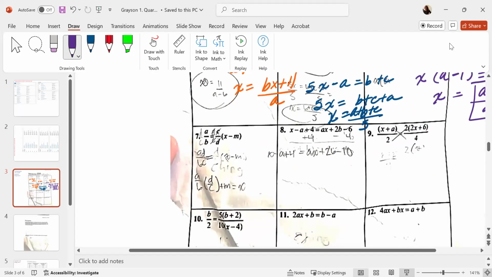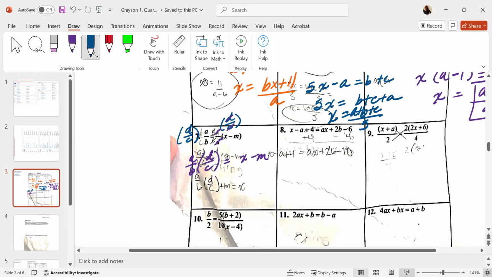Okay, so for number 7, you want to get rid of the c and d, right? B over c, d over c, it's called the reciprocal, correct? Because when you do that, do you see how the d on top and bottom cancels? You have a over b times d over x minus m, right?